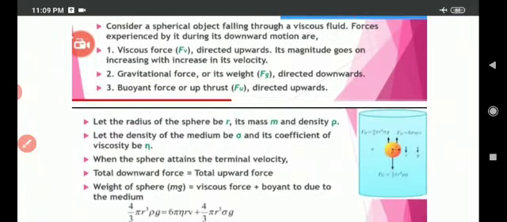Small r is the radius of the sphere, small m is the mass of the spherical object, rho is the density of the sphere, and the density of the medium is sigma. Eta is the coefficient of viscosity, when the sphere attains terminal velocity.